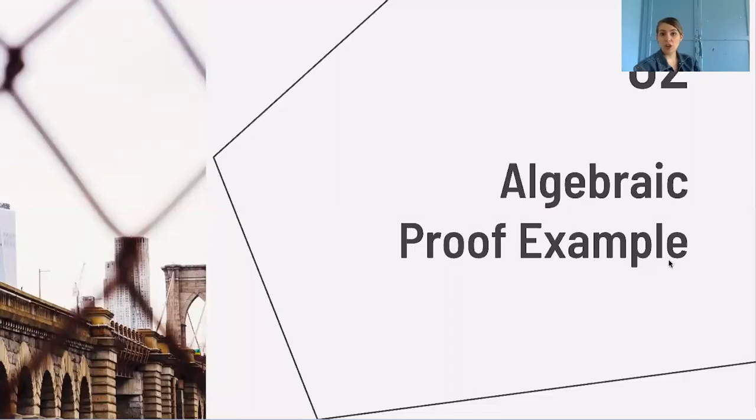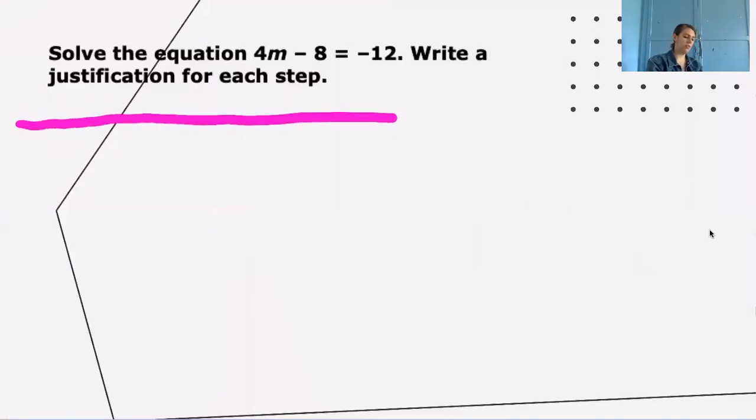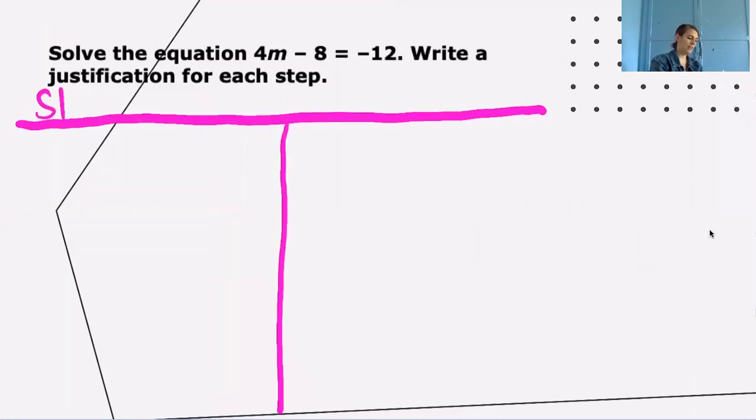So we're going to start with an example that has to do with solving an algebraic proof. So here's our problem. 4m minus 8 equals negative 12. So I'm going to start, I have the eraser up, by making my two columns. Column 1 is my statement, and column 2 is my reason.